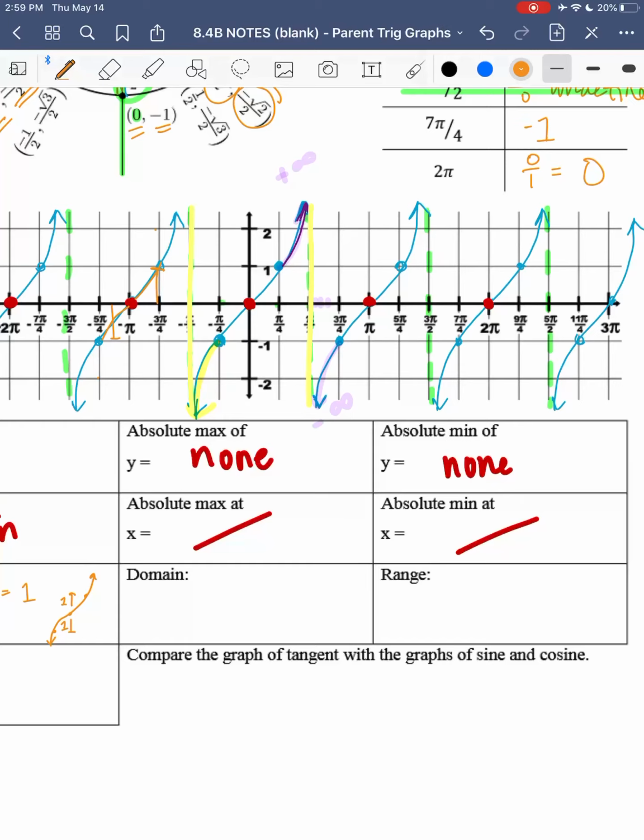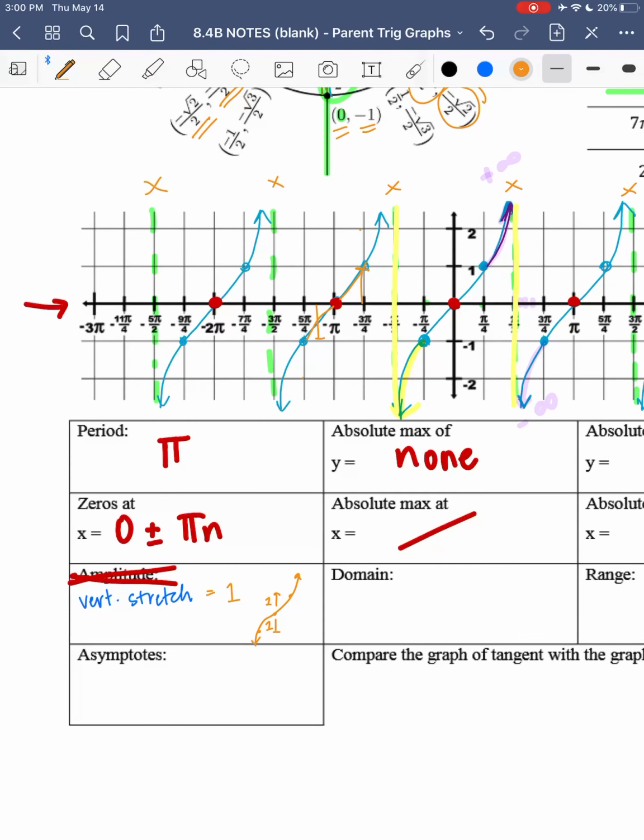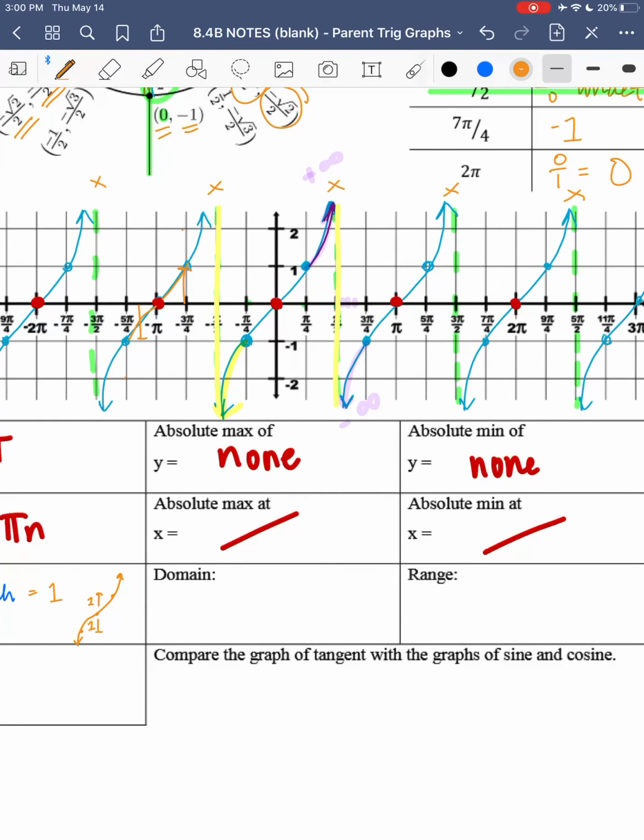Okay, domain. So the domain now is kind of strange. If we look left to right, it keeps going left to right forever, but it has these breaks, right? It has breaks every pi. This number is not in the domain. Where those vertical asymptotes are, those are not in the domain.